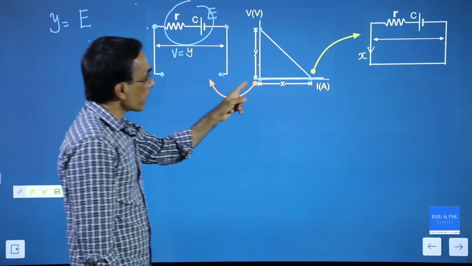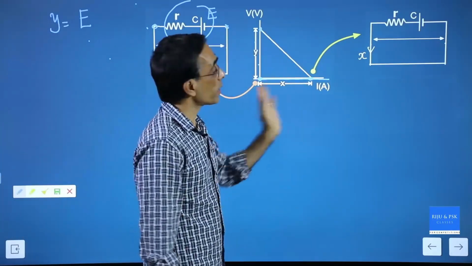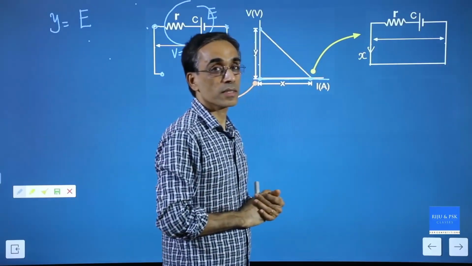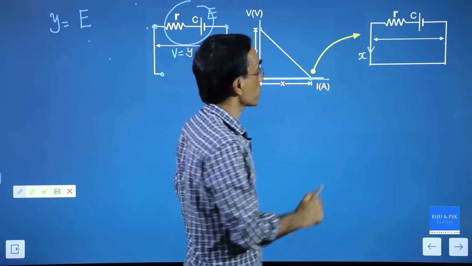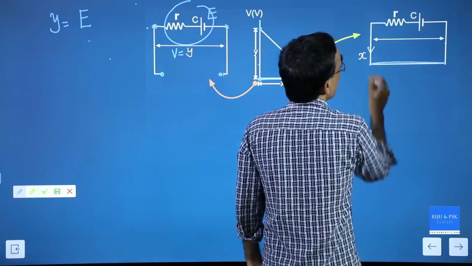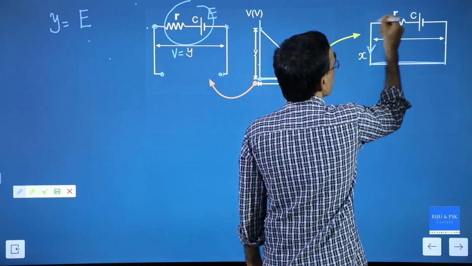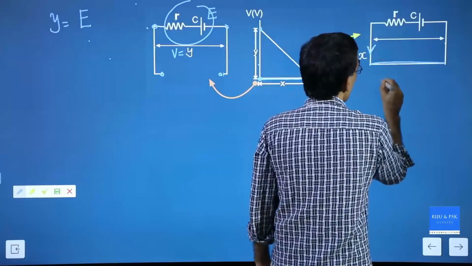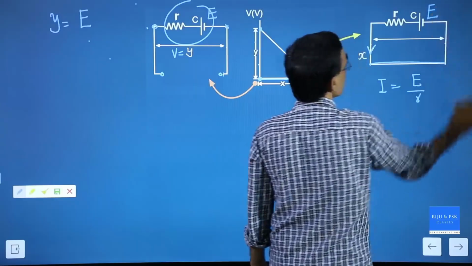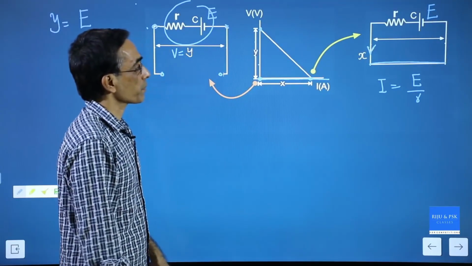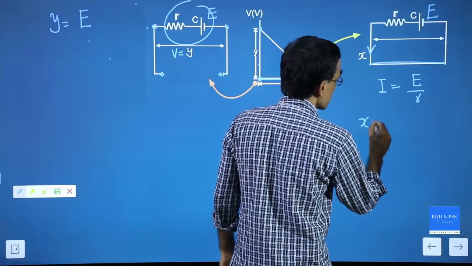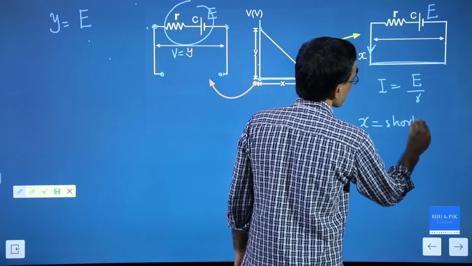Now, when current is maximum, the circuit should be a short circuited circuit. This is open circuit, but in a short circuit there is no resistance here, direct connection. Then the current flowing is I equal to E divided by R, where E is the EMF. And that current is given as X. So X is the short circuit current.